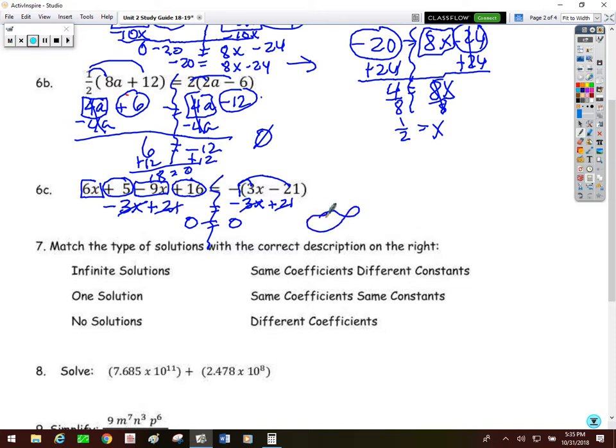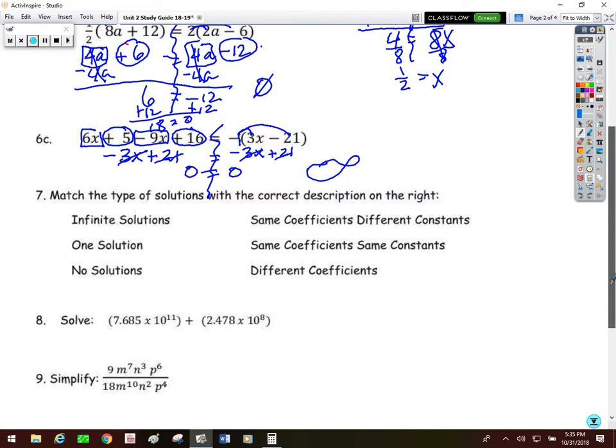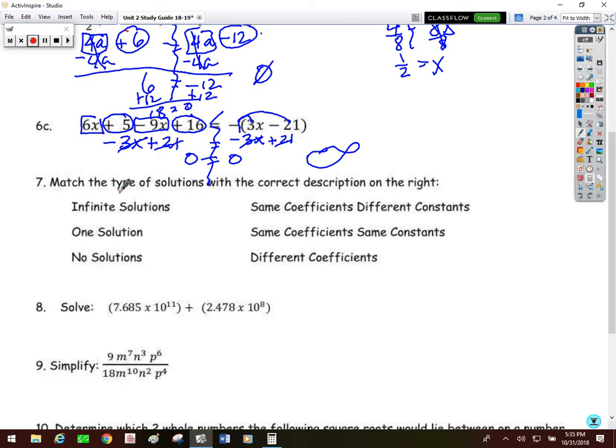Okay? So one solution, infinite solution, no solution. Okay? So here's the matching vocabulary part with this. So again, infinite solutions have different coefficients. Doesn't matter about the constants. And remember, the coefficients is just the number in front of x.